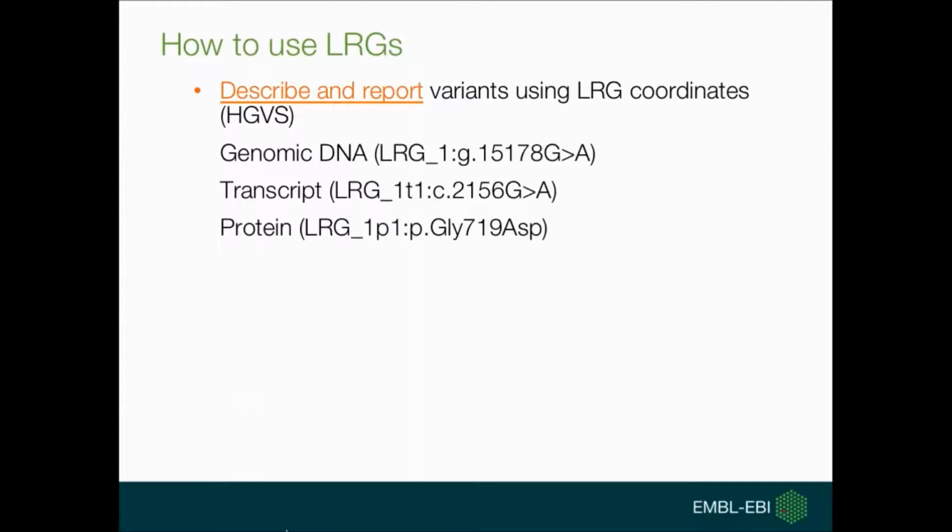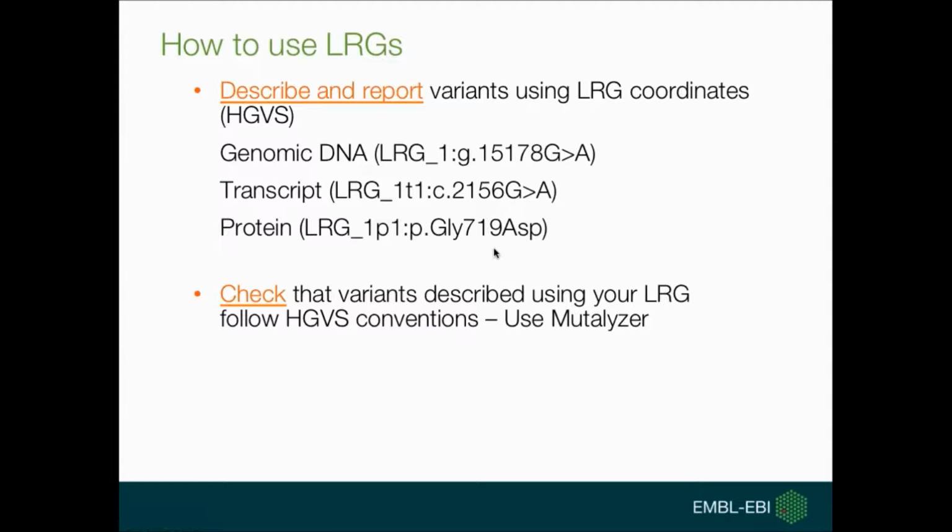Well, the purpose of the LRG is to describe and report variants using LRG coordinates. So the first use of LRGs is to describe your variant using either genomic, transcript, or protein reference sequences, or all of them. In this case, this particular variant has been reported using genomic coordinates, transcript coordinates, and protein coordinates.